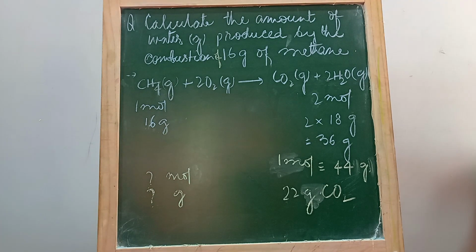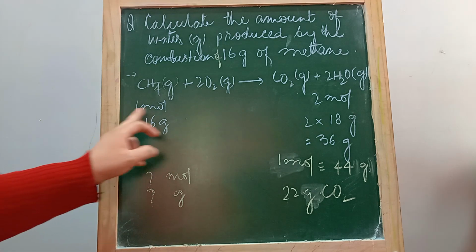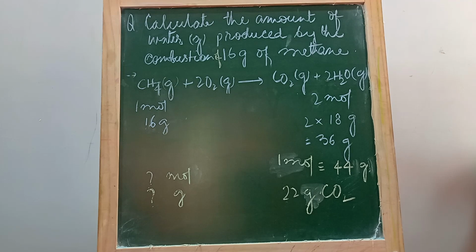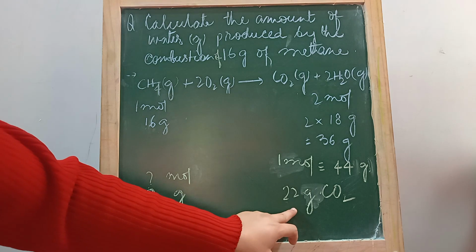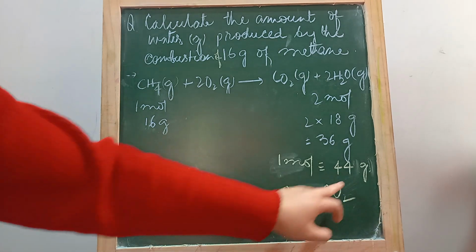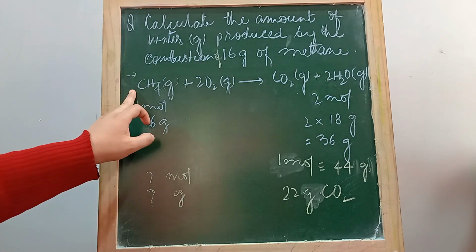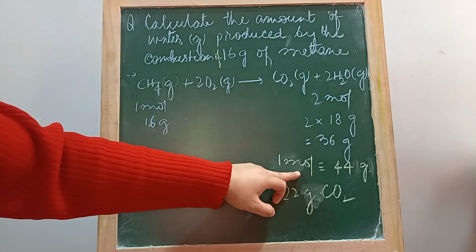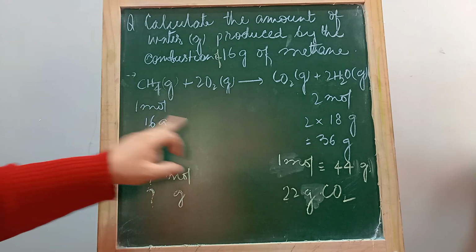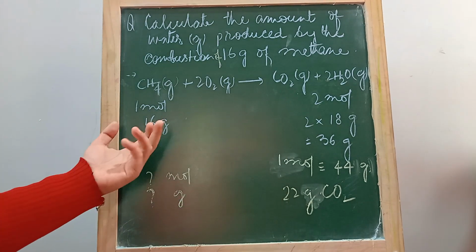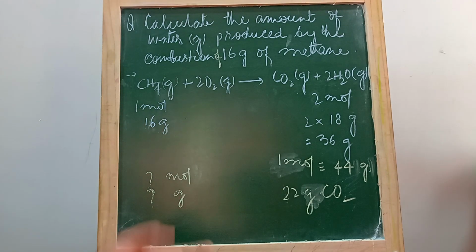In terms of mole, 1 mole of methane produces 1 mole of carbon dioxide, right? So 22 gram means what? 44 gram is 1 mole, and 22 gram means half mole. To get 1 mole of carbon dioxide, you need 1 mole of methane. To get half mole of carbon dioxide, you need half mole of methane, or 0.5 mole of methane. That's it.